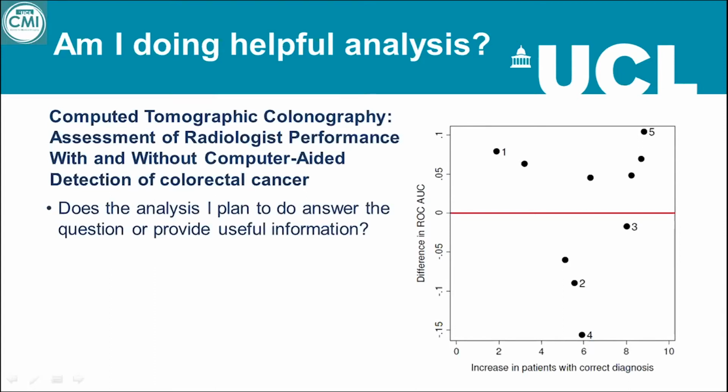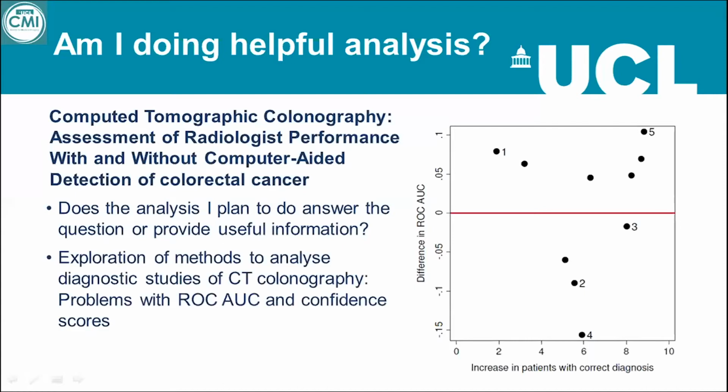So we thought about this, and we were thinking, well, if we use this difference in ROC AUC, which everyone else in that field was using for their licensing, would we actually be providing useful information? And so this led to a whole exploration of the problems with using ROC AUC and these confidence scores. It was a really interesting project, but the point here is, if you're going to use something as an outcome for your analysis, make sure it actually does what you would want it to do. Is it a useful thing to calculate?